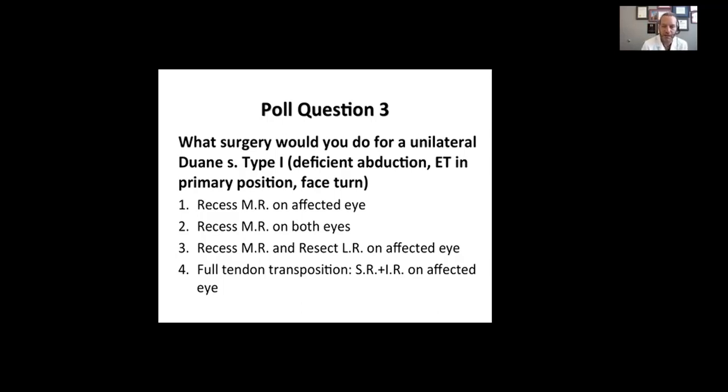Recess resect, stay away from that, and I think most of you did. You almost never want to resect a restricted muscle, and basically a Duane syndrome type 1 lateral rectus is going to be a restricted or poorly innervated muscle. So we almost never want to resect those. It's not often that that's a good option. Full tendon transposition can be a good option, but has some pluses and minuses that we'll touch on.